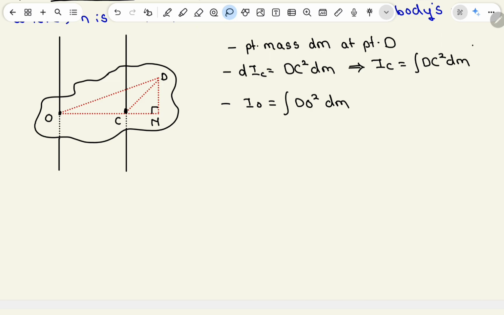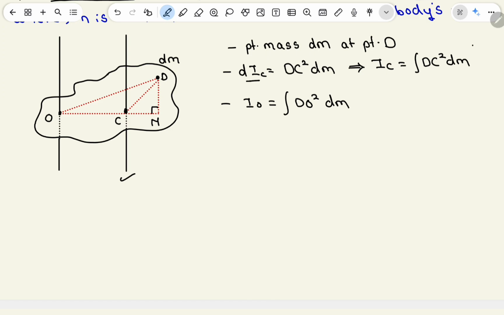Okay, so let's start the derivation. Now I have some points over here to start the derivation. We are considering a point D, and at point D, we are placing a small mass dm. Now, this dm is a point mass. So we can write down the moment of inertia of this small point particle mass dm about an axis passing through center of mass, which is this.